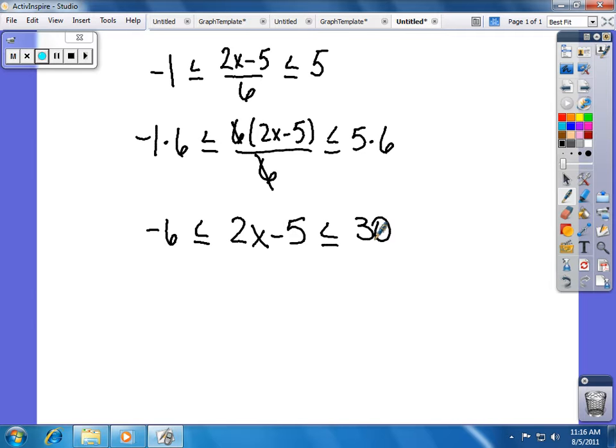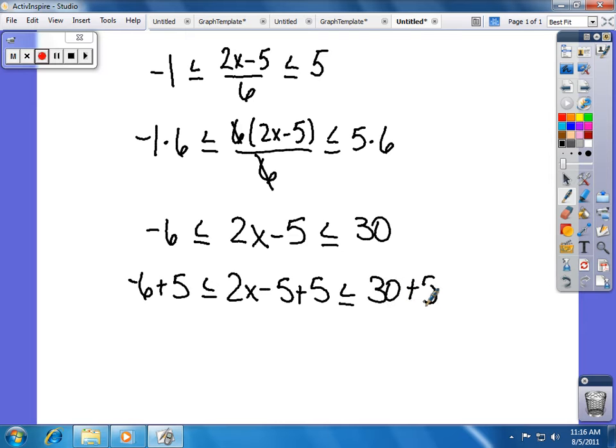Okay, so now the whole point is we're going to try to get x by itself. We're going to do that by adding 5 to every term, because that will get this 5 out of here. So now we've got -6 plus 5, which is less than or equal to 2x minus 5 plus 5, which is less than or equal to 30 plus 5. And that means that these terms cancel each other out. So now we've got -6 plus 5, which is -1, which is less than or equal to 2x, which is less than or equal to 30 plus 5, which is 35.